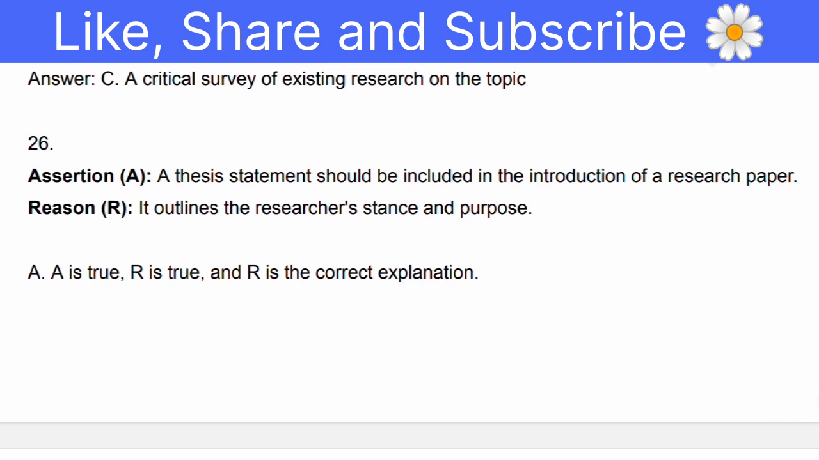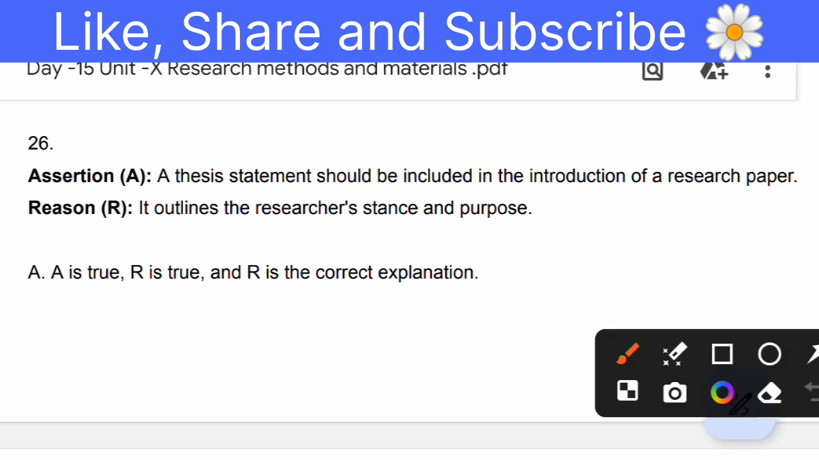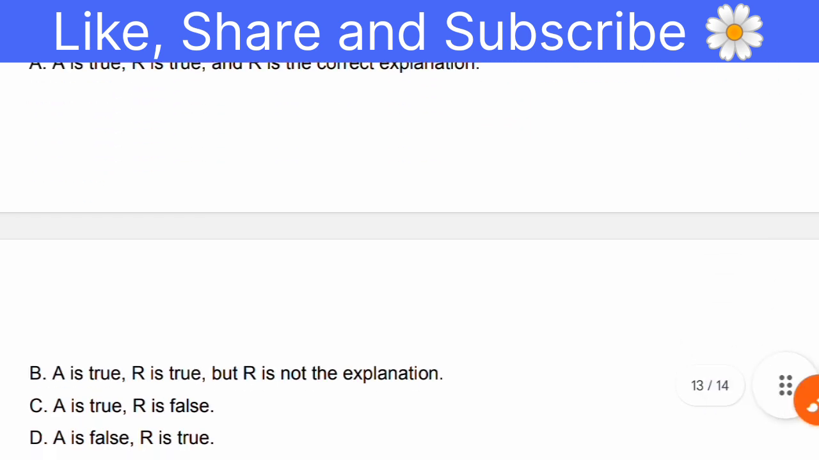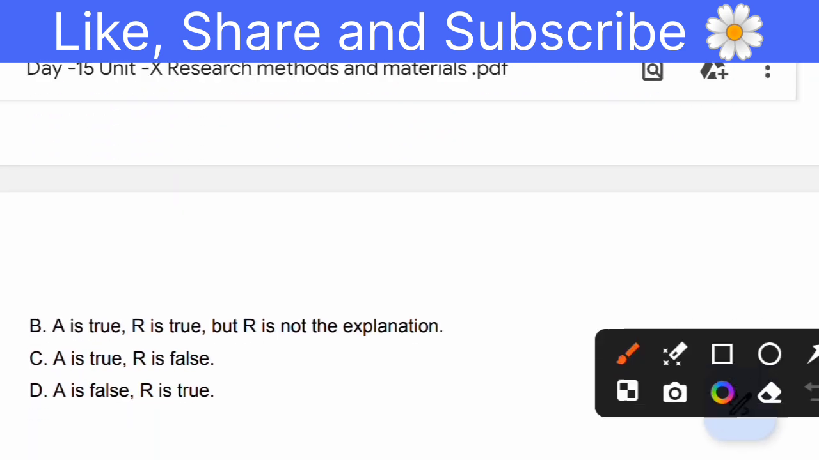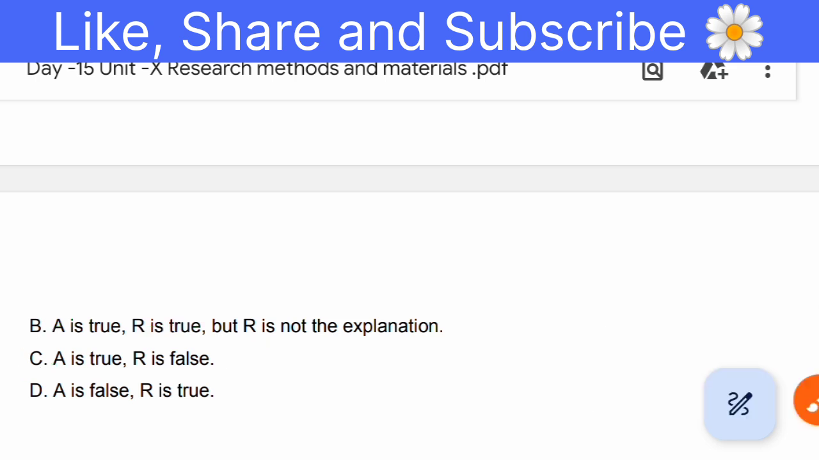Next question you have: Assertion, a thesis statement should be included in the introduction of a research paper, and Reason, it outlines the researcher's stance and purpose. Option A, A is true and R is the correct explanation. B, A is true but R is not the correct explanation. C, A is true, R is false, and D, A is false, R is true. What would be the correct answer?